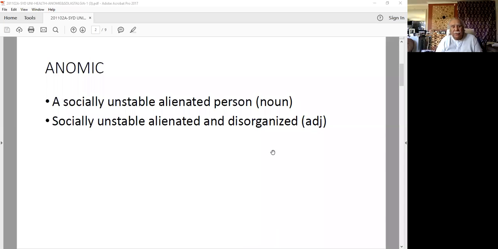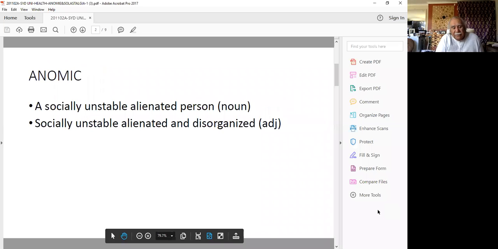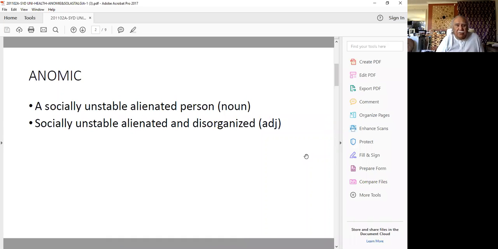Anna gives a word that basically describes an individual's situation because of what happened in this colonization and being subjugated by the system. And so as a result of this colonization and this imprisonment, we have there a person. So an anemic person is a socially unstable, alienated person. And then there's the other one, which also describes that person: socially unstable, alienated, and disorganized.